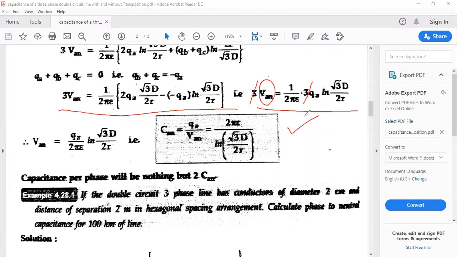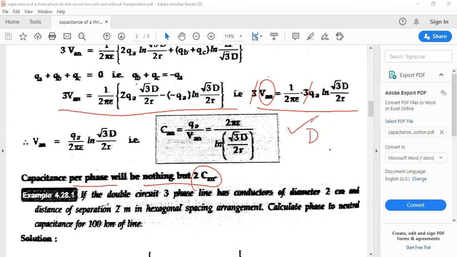So it is written as 2 pi epsilon divided by ln of root 3d divided by 2r. This term is what you can find out if you want to calculate capacitance per phase. If you do it 2 times CAN, you will get the capacitance per phase value. So at the end, what you are going to get is 2 pi epsilon divided by ln of root 3d divided by 2r.